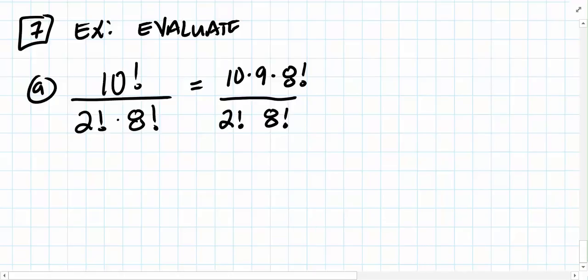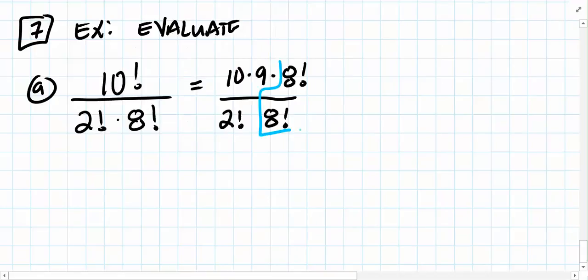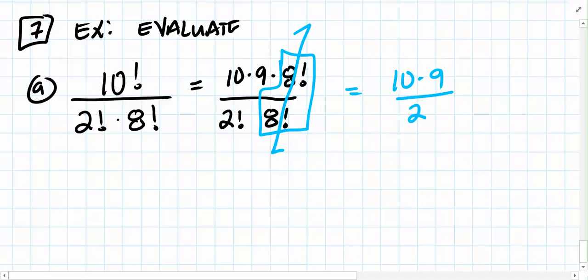I rewrote 10 factorial because I know it's just 10 times 9 times 8 times 7 all the way down. But if I realize that this right here is a fancy 1, then they cancel out because they make a fraction of 1. So really, all I have is this: 10 times 9 divided by 2, since 2 factorial is just 2. And since 10 divided by 2 is 5, all of that is just worth 45, and we did it in no time at all. Pretty cool. Let's do an abstract example now.